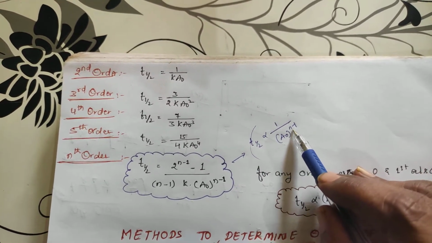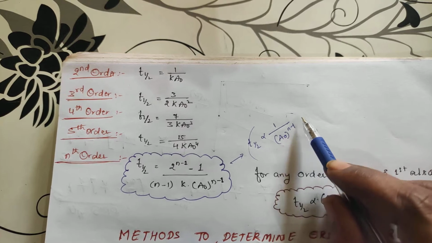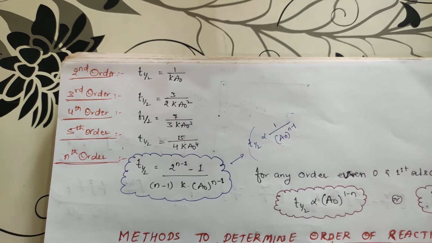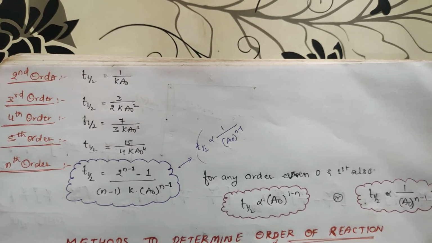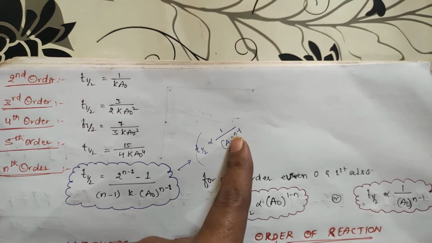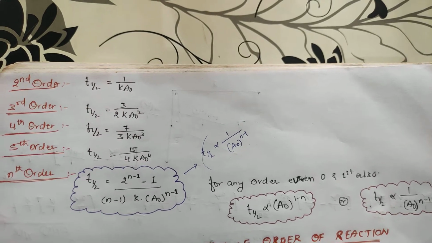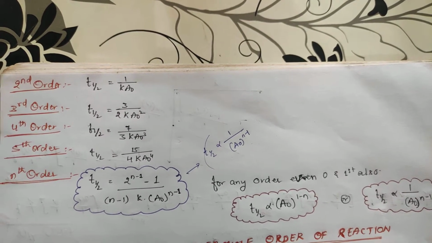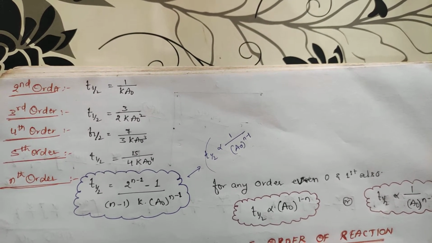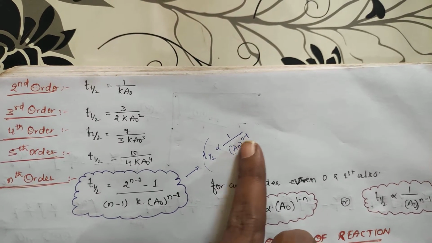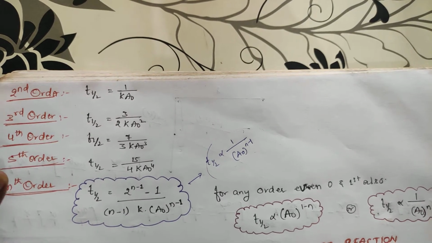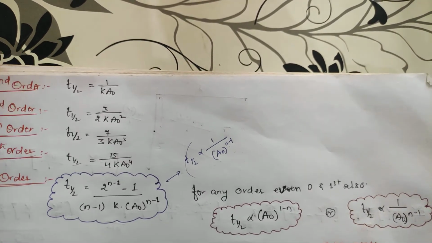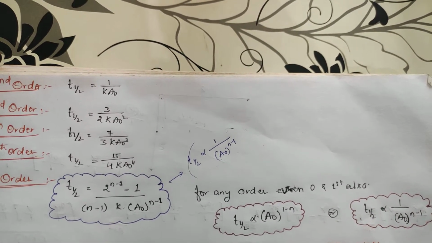Suppose you apply it for zero order, what does it become? A naught power minus 1... so t half is directly proportional to the concentration. That is what is said by zero order. If you apply first order, n is equal to 1, so 1 minus 1 is 0. So t half doesn't depend upon the concentration of the reactants for first order. If you take second order, 2 minus 1, you get 1 itself. So t half is inversely proportional to the initial concentration a naught.